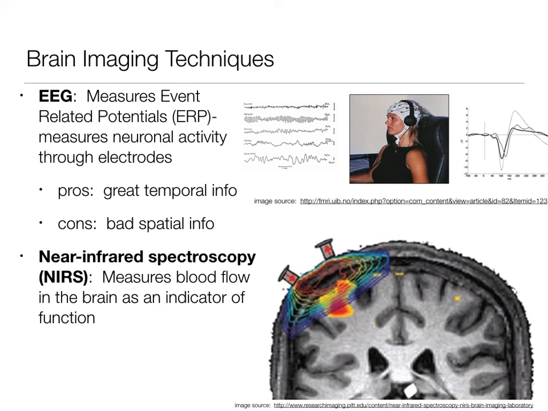It's going to be similar to EEG in that it's got really great temporal information. It can give us these things really quickly, but it's not going to give us good spatial information. As you can see here, we have a general idea where these things are happening, but it's not going to be very specific.